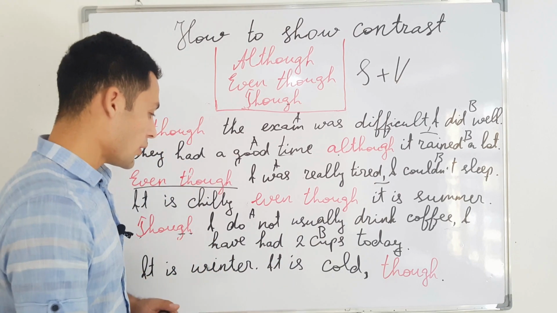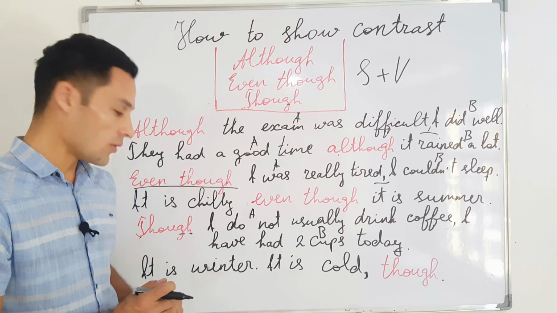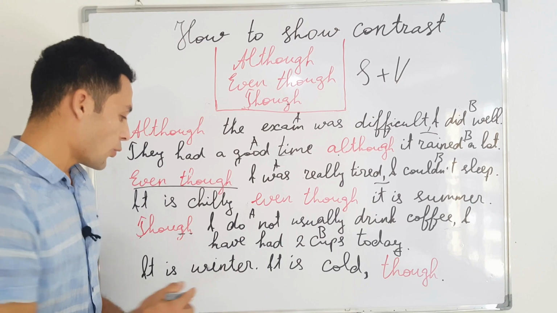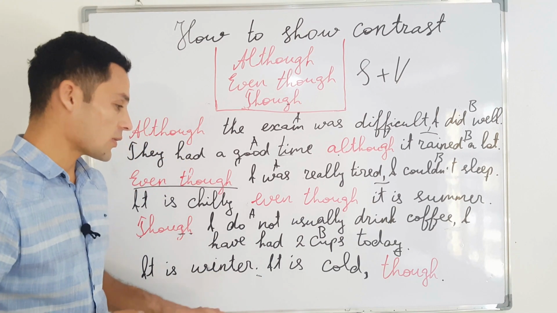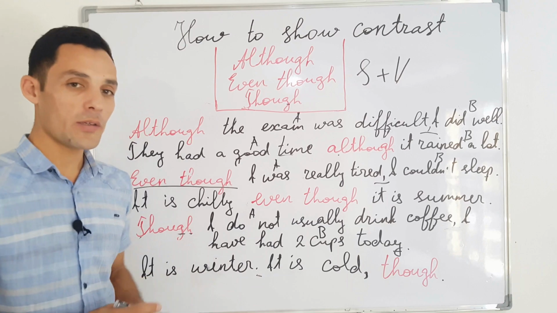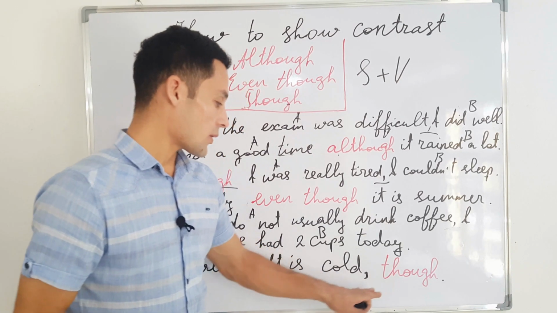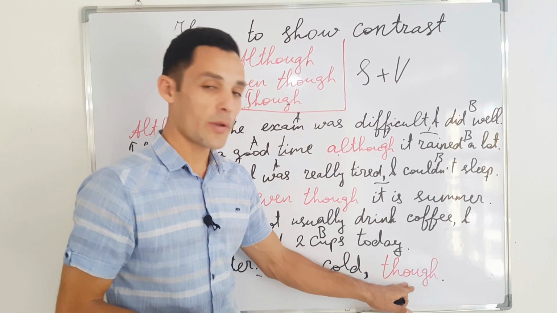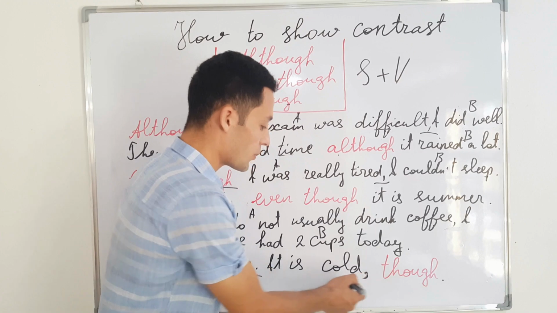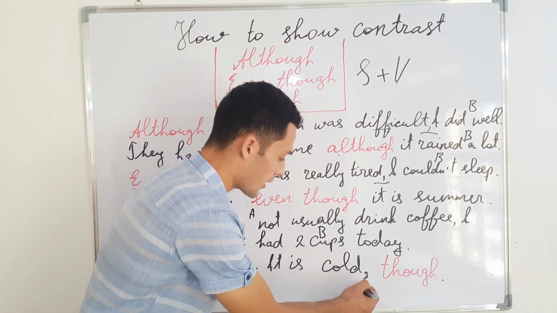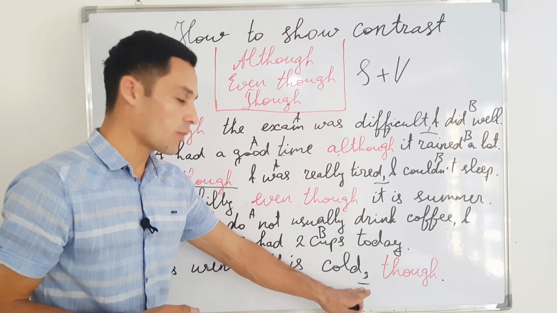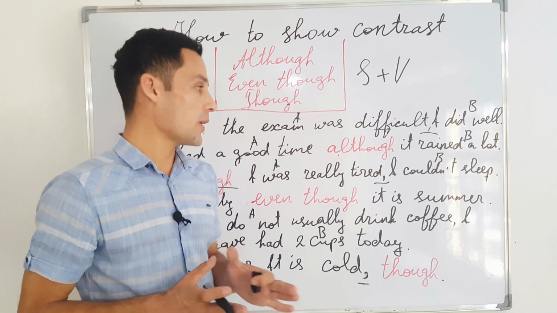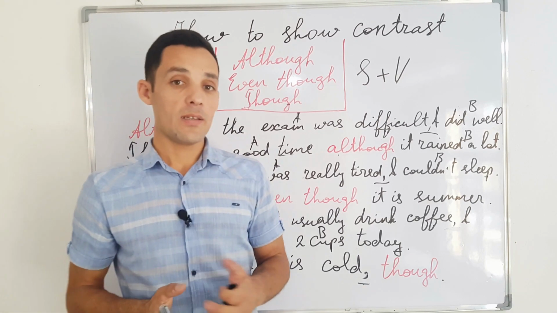And the last example, we have 2 separate sentences here. "It is winter, it's cold though." You see, we separate 2 sentences, and though is in the next sentence at the end. And when we use though at the end, we separate it with a comma. You see, we have a comma here. If you do not put a comma in writing, it's wrong, it's not correct. So be careful when you are using these words in English.